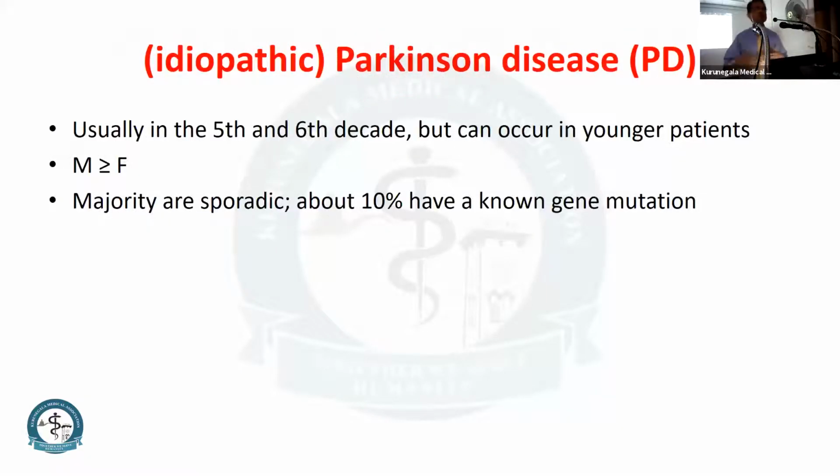It usually affects older people in the 5th and 6th decade of life or older. Males are slightly more affected than females. The majority are sporadic, because patients will come and ask you, will my child get it? Is it hereditary? So the great majority are sporadic, only about 10% have a known gene mutation.